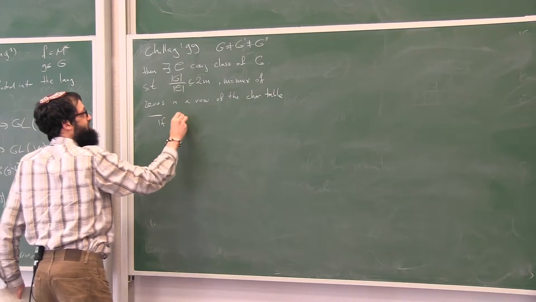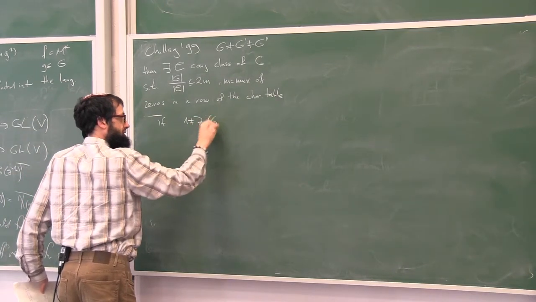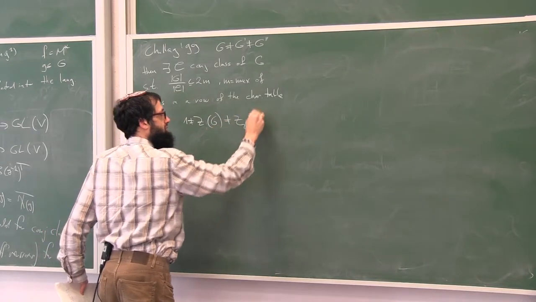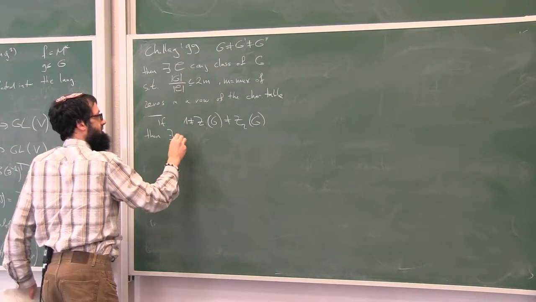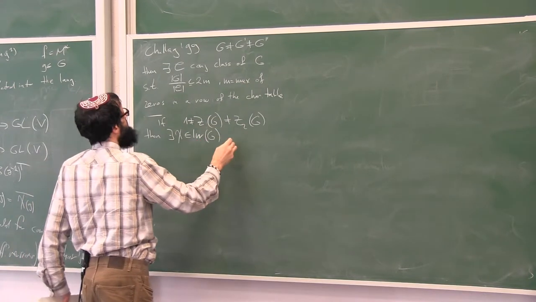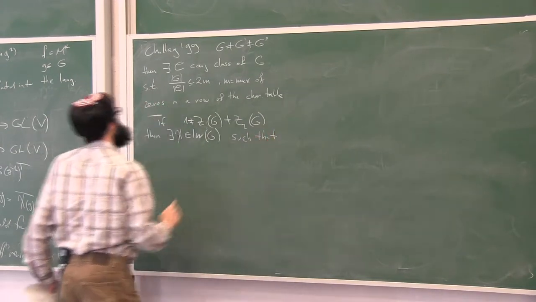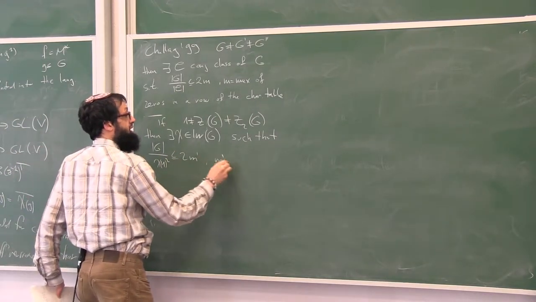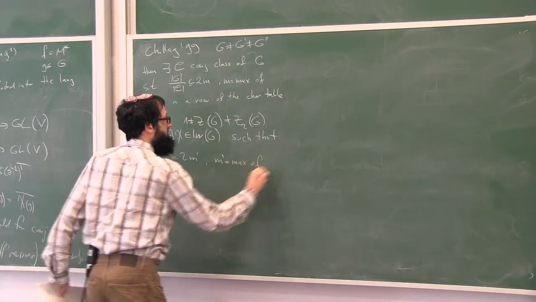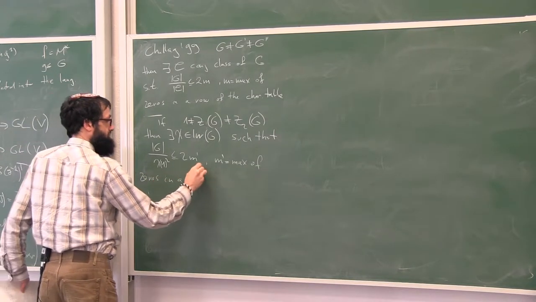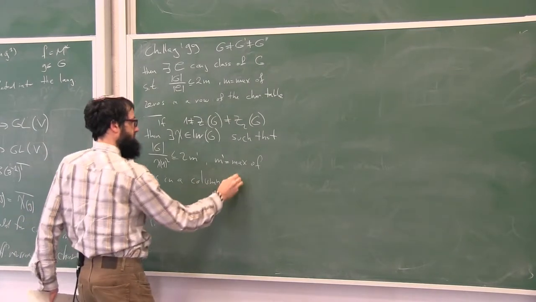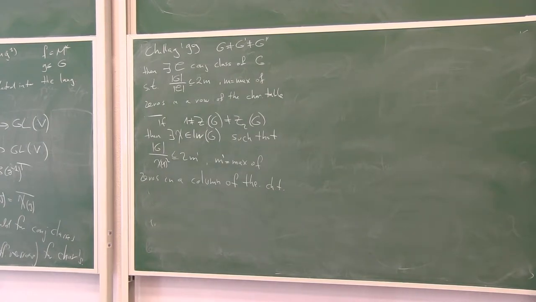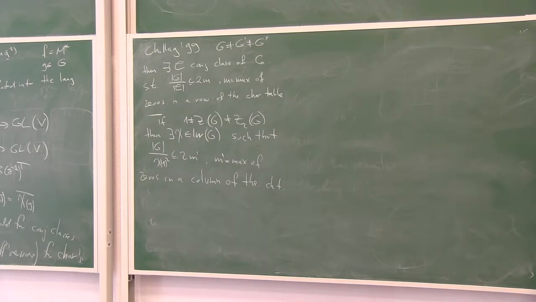And he proved that if G has no non-trivial center and G over the center is also non-trivial, then there exists an irreducible character chi such that G over chi 1 squared is at most 2m prime. The m prime is the maximum number of zeros in a column of the character table. Really, they have the same flavor, and even the proofs are of the same flavor.